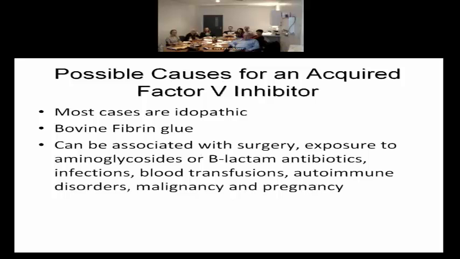So, possible causes for an acquired factor 5 inhibitor. Most are actually idiopathic, and we don't know why they occur. Others have been found to occur after the use of bovine fibrin glue. And others have occurred due to an association with surgery, exposure to aminoglycosides or beta-lactam antibiotics, infections, blood transfusions, autoimmune disorders, malignancy, and pregnancy.